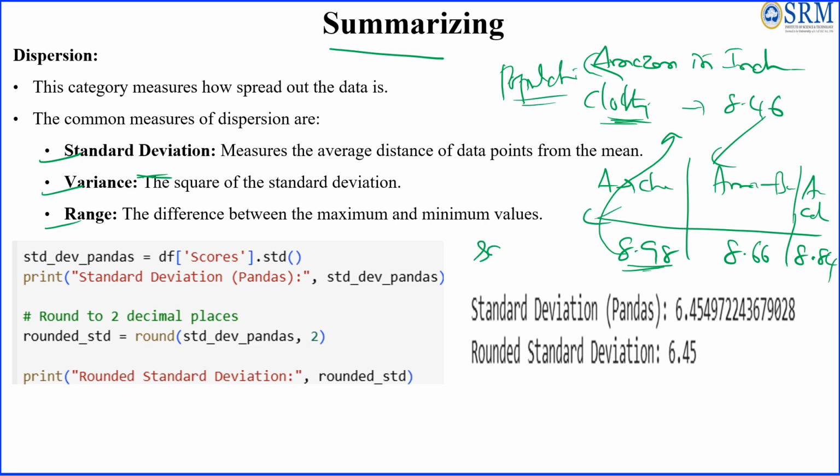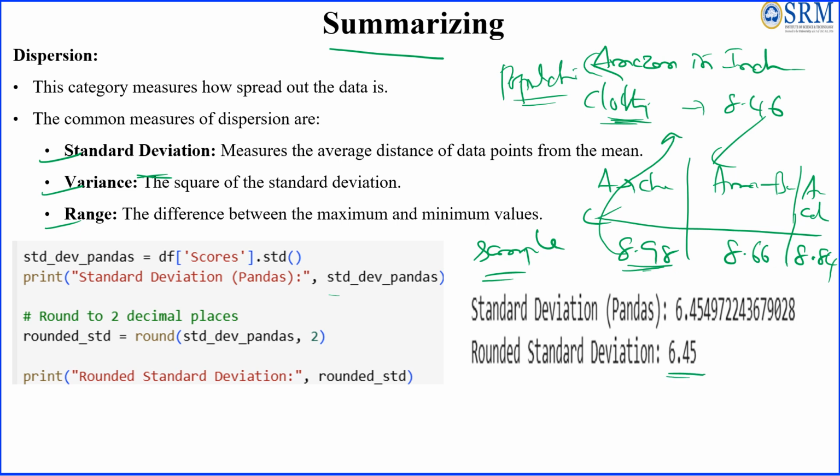So this is called sample. Either you are taking the standard deviation for the sample data or for the population data, so that is important. In pandas, the default one is sample. It will not take the population, it will take only the sample one, and then it returns the value for the sample data only. So the default one is sample. Here it returns the value 6.45, which is the sample data.